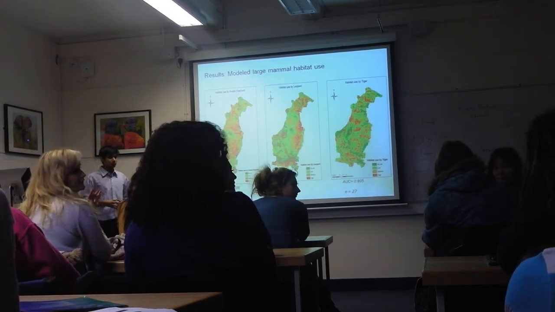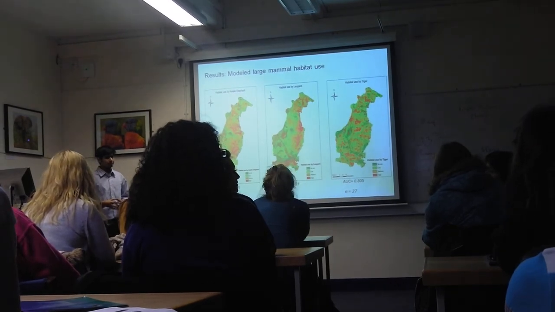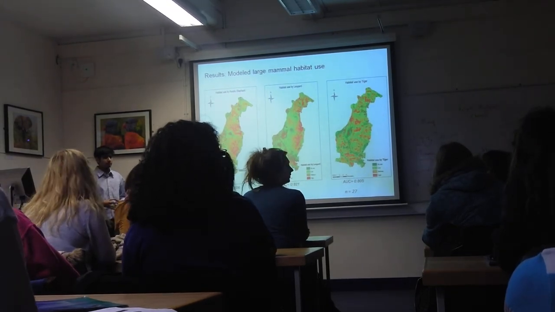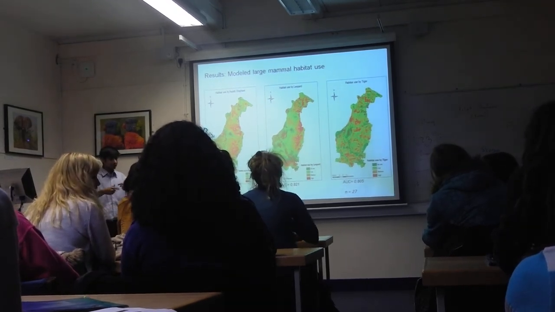How much of the threat to the tiger is due to actual disturbance or conflict with the humans that are there? And how much is due to collecting?